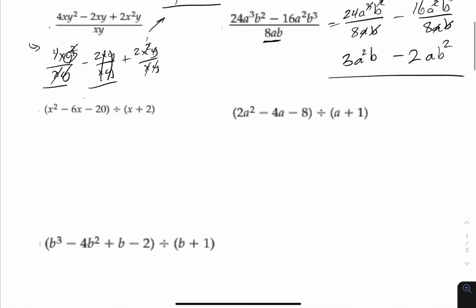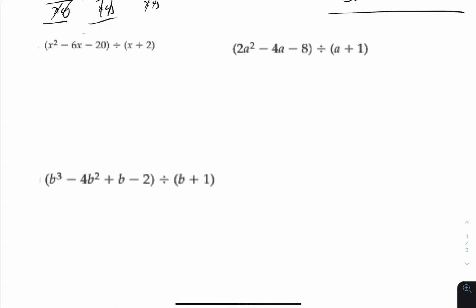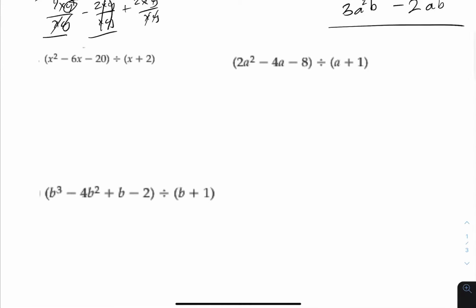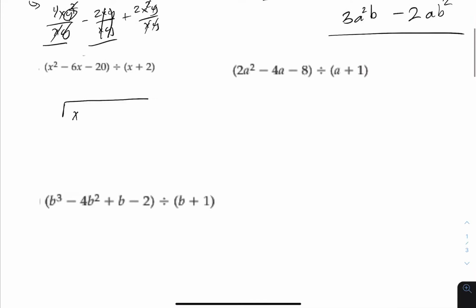Now when you divide by non-monomials, like in this case a binomial, there are a couple ways to do it. You can just factor if you want. But the whole point of this is we're supposed to learn how to do long division. So we'll do long division a couple times, and we'll do synthetic division a couple times. So let's do long division here. X squared minus 6x minus 20. And then we'll do synthetic division on the next one.